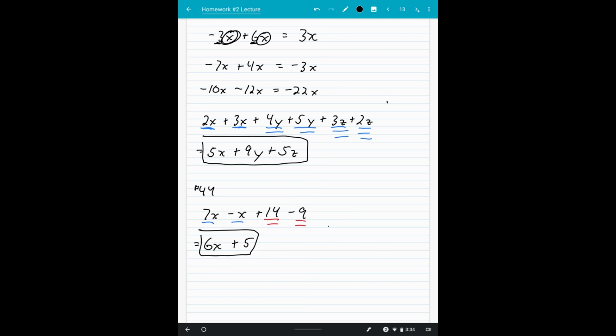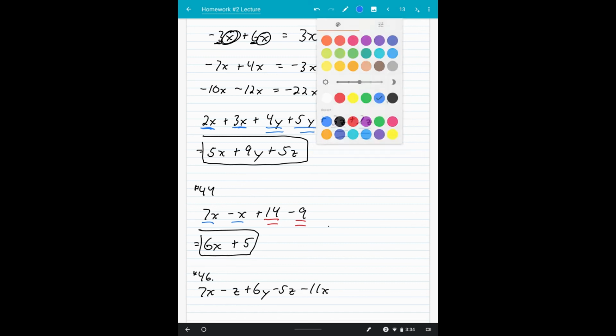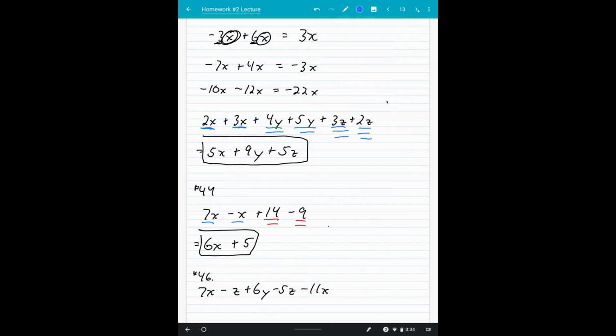All right, let's try one last problem. Let's do number 46: 7x minus z plus 6y minus 5z minus 11x. Here we're going to do the same concept. Now, we can use something called the commutative property, where the order that we add things in doesn't matter. As I mentioned before, the order you add things in doesn't matter. So I could switch them around.